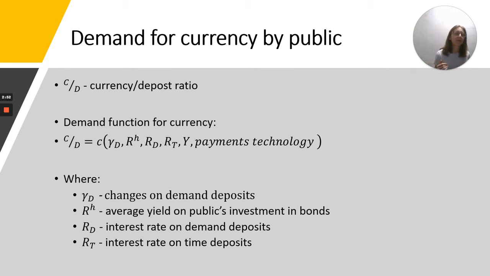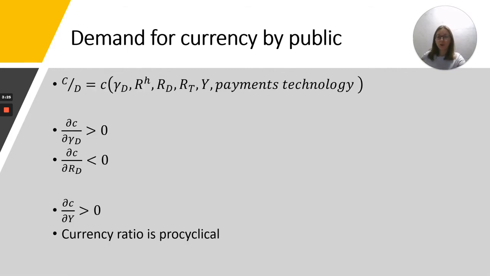average yield on the public's investment in bonds, interest rate on demand deposits, interest rate on time deposits, and finally income and payments technology. Payments technology refers to the part we call brokerage costs, which illustrates what the cost of withdrawing is. So I will list some major factors which could determine the currency deposit ratio. And what we are always concerned about is elasticities of the effects.